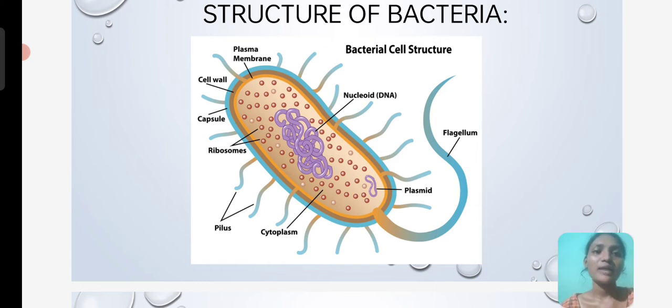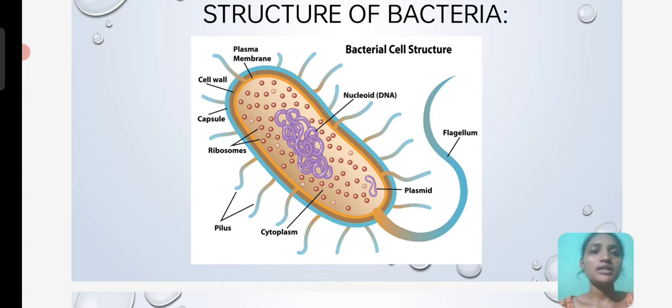Coming to capsule. Capsule is the outermost layer of the bacteria. Its main function is protection as an outer barrier, and it can be classified into two types: one is capsulated bacteria, another one is non-capsulated bacteria.